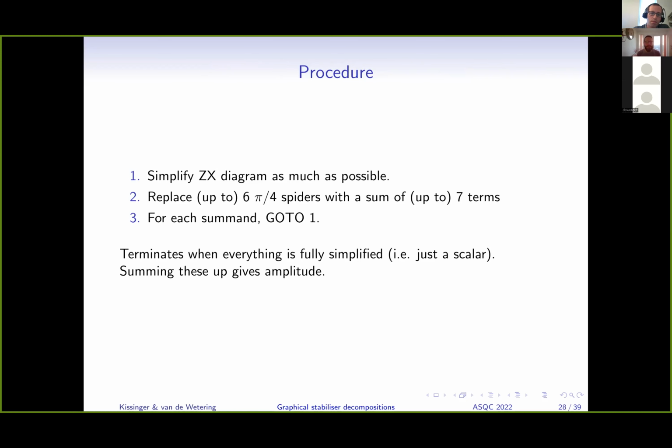Okay, and this terminates when everything is simplified. Fully simplifying something really just gives you a scalar. So I sum these up and I get an amplitude, or if I'm calculating marginal probabilities or something, I get a probability.